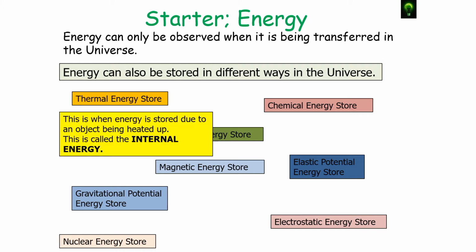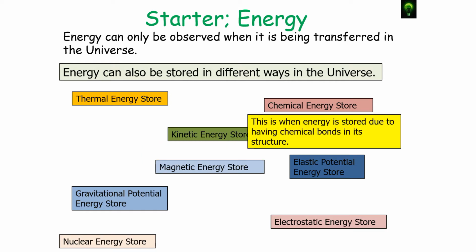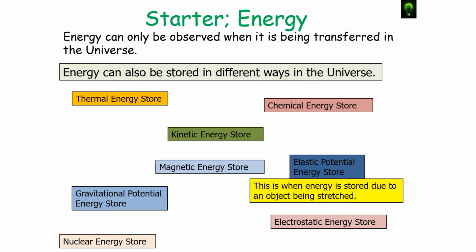Now the thermal energy store is when the energy is stored due to an object being heated up. This is also called the internal energy. Now the kinetic energy store is when the energy is stored due to an object moving. The chemical energy store is when energy is stored due to having chemical bonds in a structure. The elastic potential energy store is energy stored due to an object being stretched.